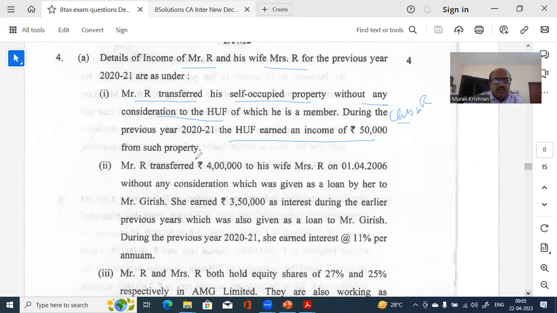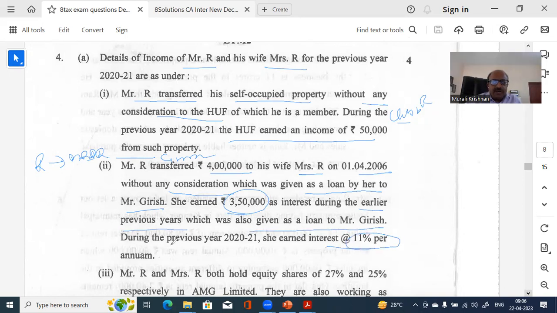Clubbing. Next, R transferred 4 lakhs to his wife, Mrs. R, on 1/4/2006, without any consideration, which was given as a loan by her to Mr. Girish. So R gave it to Mrs. R, and Mrs. R gave to Girish. She earned 3,50,000 as interest during the earlier previous years, which was also given as loan to Girish. Now, she is earning 11% per annum interest.